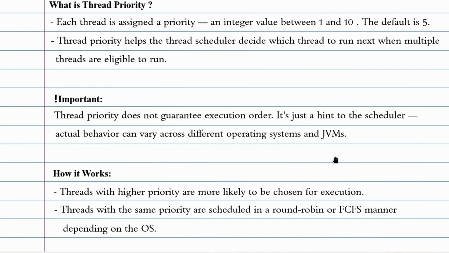Suppose there are two threads. If we assign thread 1 a priority of 8 and thread 2 a priority of 5, it is not guaranteed that thread 1 will be executed first and then thread 2. So it is not guaranteed. It is just a hint to the scheduler. And it may vary according to the different OS, that is the operating system, or the JVMs. JVM is nothing but the Java Virtual Machine.